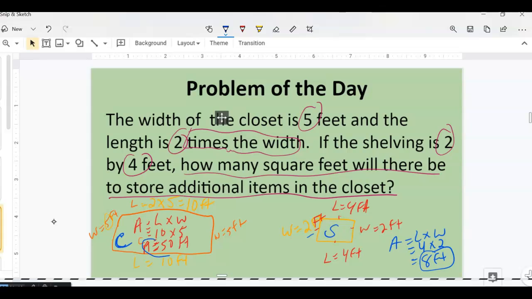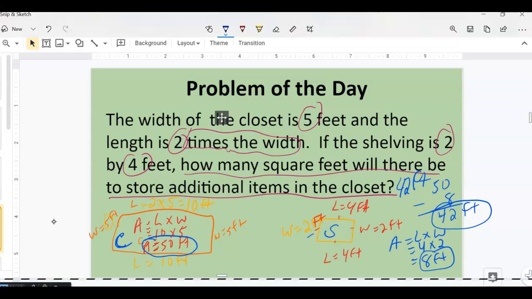and the actual closet has an area of 50 feet. So we need to know the difference between those. When we find out the difference between those, that means you have to subtract. So you have 50 minus 8. You can use your calculator for this, 42 feet. Okay, so our answer is 42 feet over here.